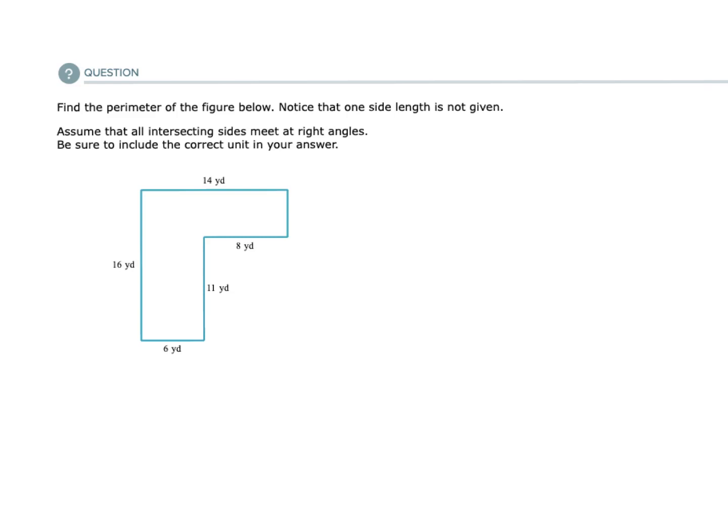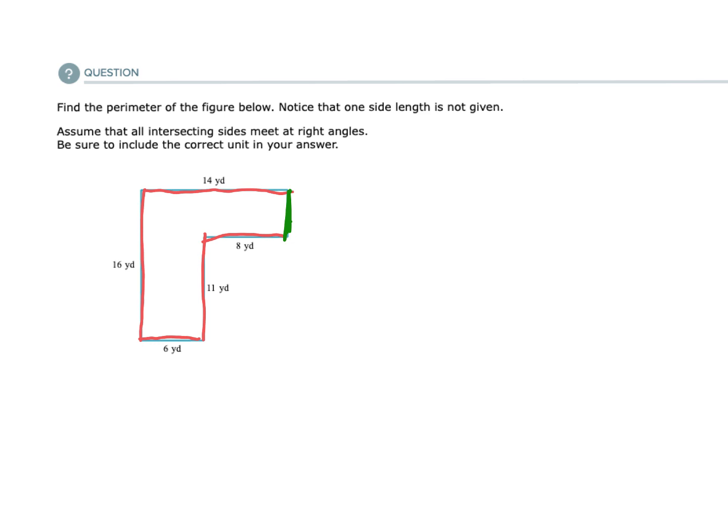Okay, the idea behind a piecewise perimeter is you're just trying to find the sum of all the sides. You're just trying to add up all the sides. So most of the sides, this one's 16, this one's 6, this one's 11, this one's 14, this one's 9. The real question is this guy here. We don't really know what that is. So we have to use our given information to figure out what that is.